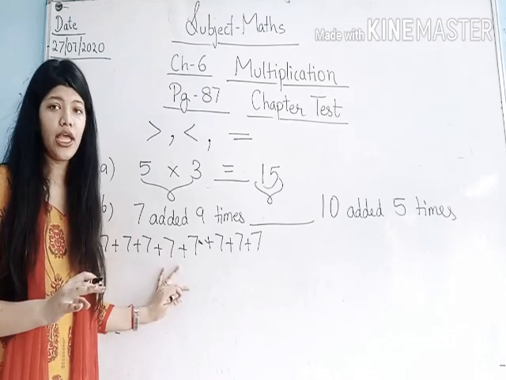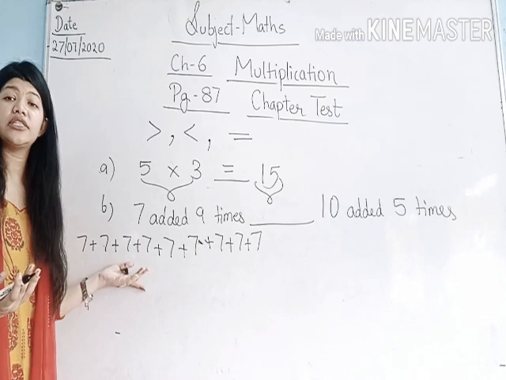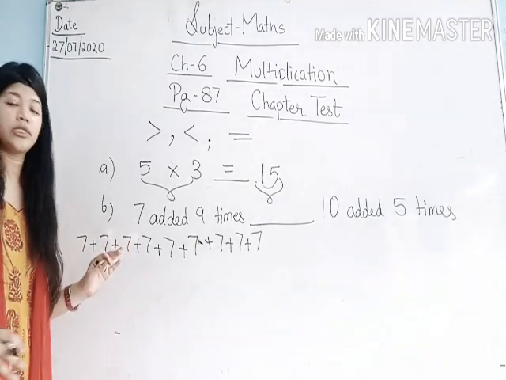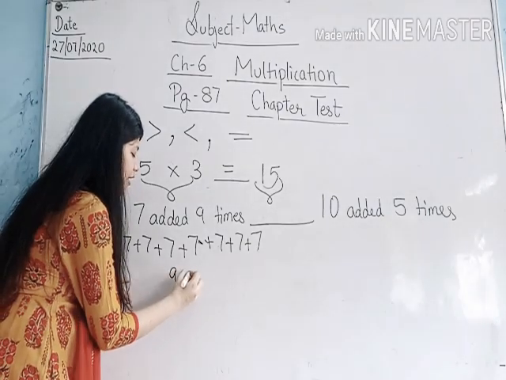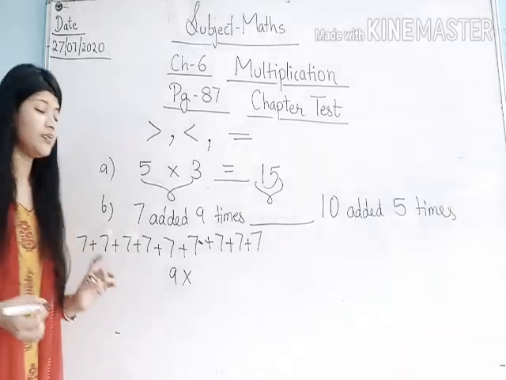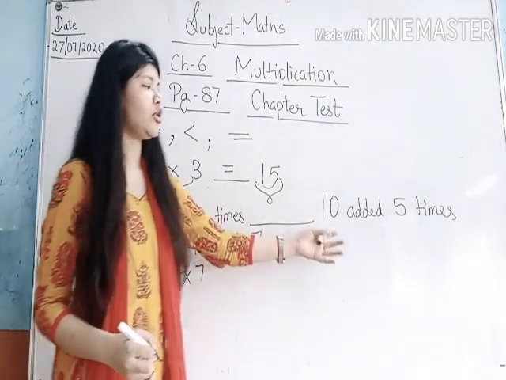9 times. Okay. So what will be our first factor? Our first factor will be 9. Why 9? Because there are 9 equal groups. Yes. So we will write 9. Then we will write the second factor, that is, how many are there in each group? 7. So we will write 7. Okay. In the same way we will solve this one.